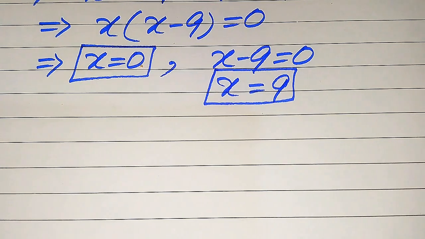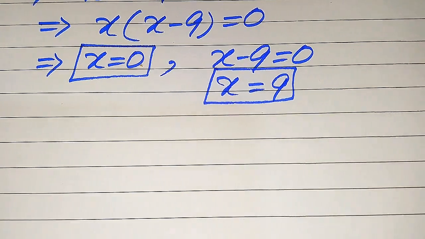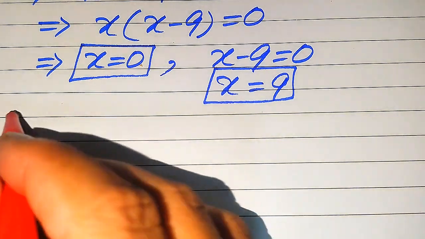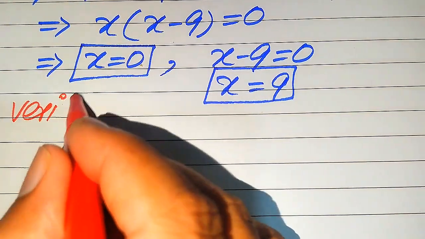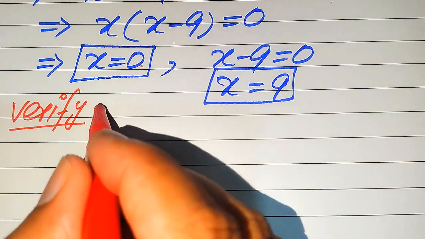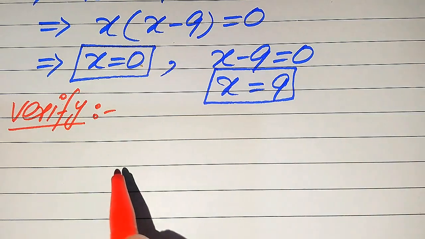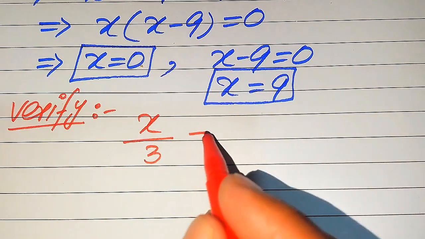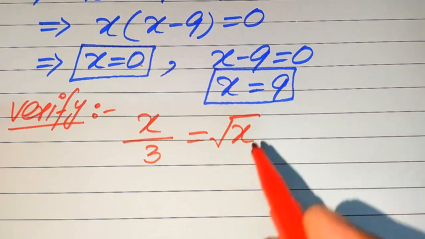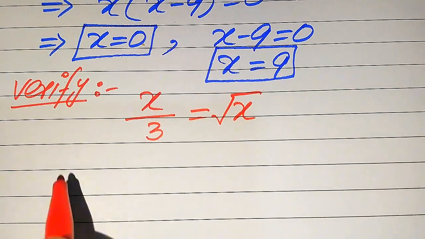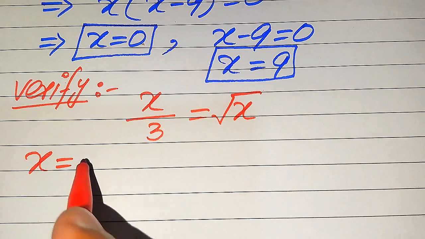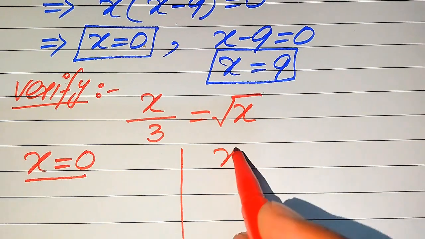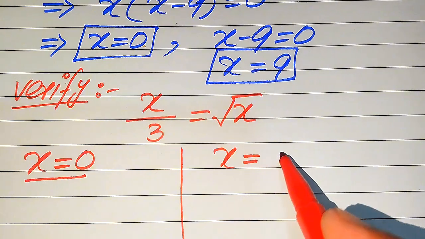Now in the next steps we need to verify whether both of these roots satisfy our given question statement or not. So for verification of the roots we need to copy down the given question statement. Here it is x divided by 3 equals square root of x. So this is our given question statement, and on this side we will verify x equals 0, and on this side we will verify x equals 9.